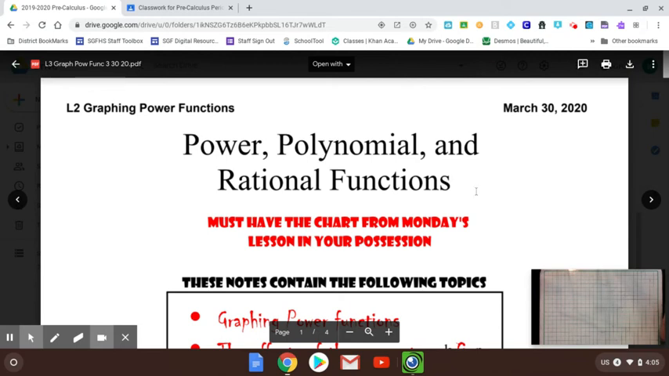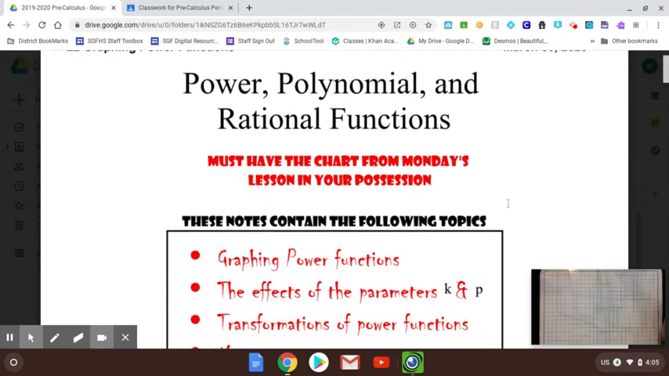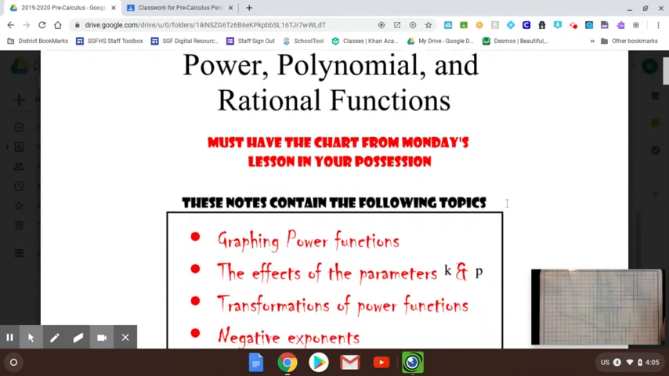Power, polynomial, rational functions. We're doing the power functions lesson. Actually, I put lesson 3 because we're skipping over a cool thing I was going to have you guys do in class. But this is technically lesson 2, but it's going to be called lesson 3.